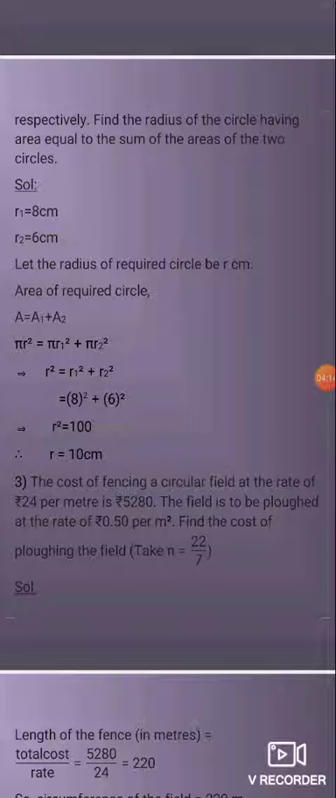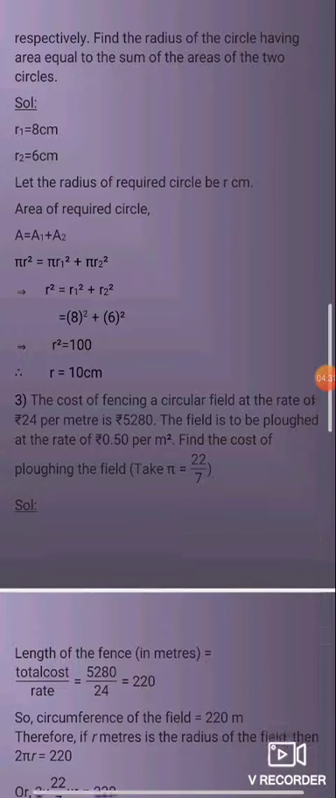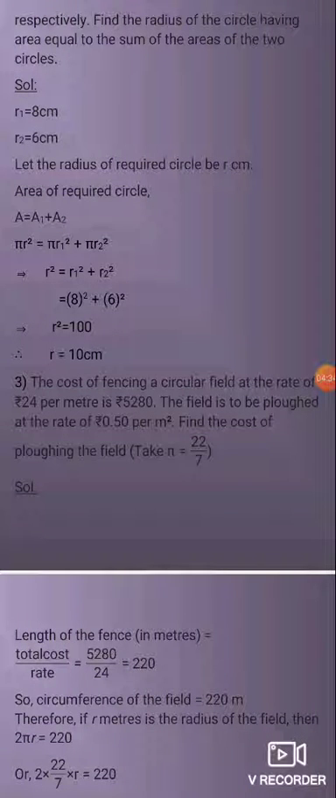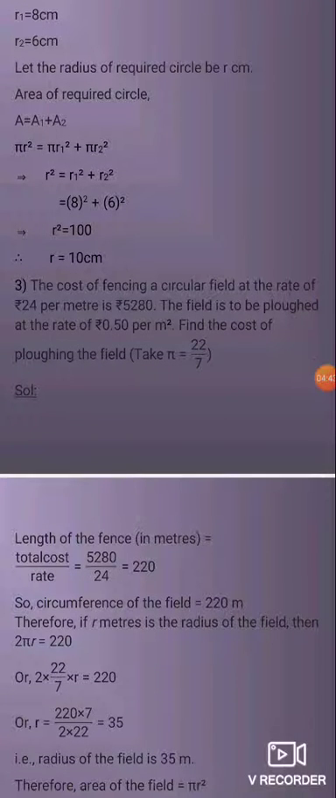Now, the length of the fence we need to find out first. It is equal to the total cost divided by the rate per meter, that is 5,280 by 24, which is equal to 220, which is the circumference. Now, the circumference equation is 2 pi r is equal to 220. Now, substitute 2 into 22 by 7 into r is equal to 220. At last, the value of r is 220 into 7 by 2 into 22, which is equal to 35. Now, the radius is equal to 35 meter.